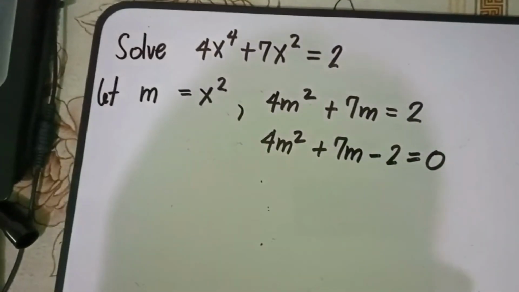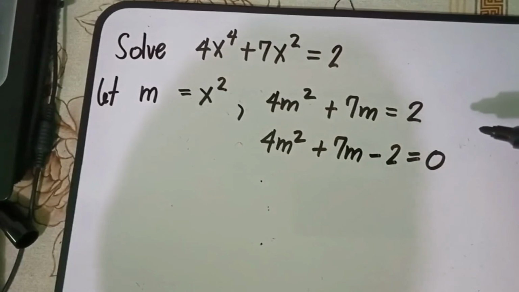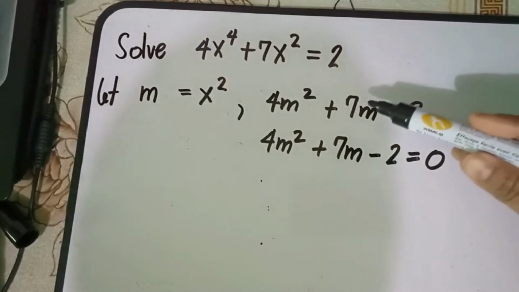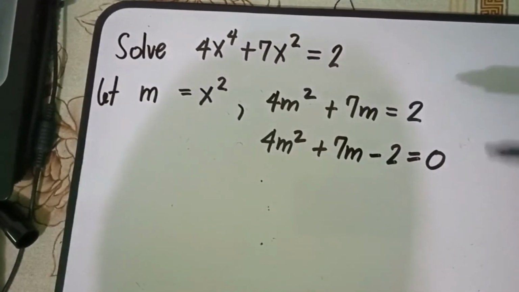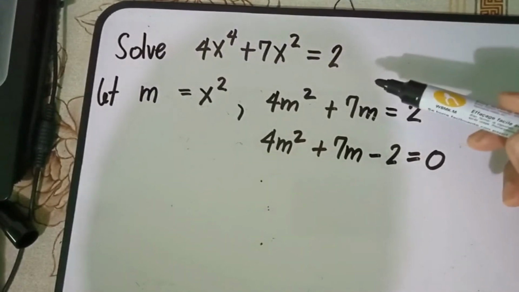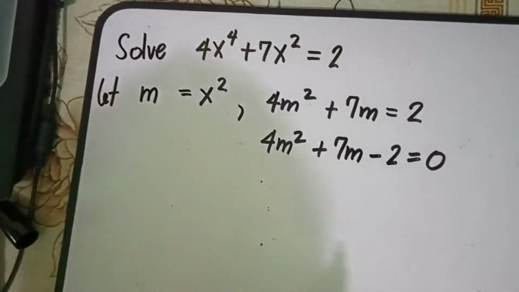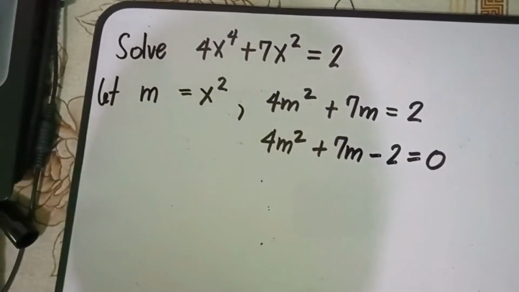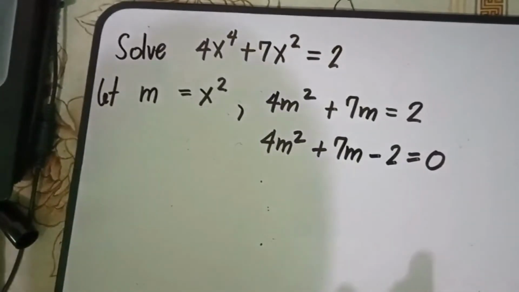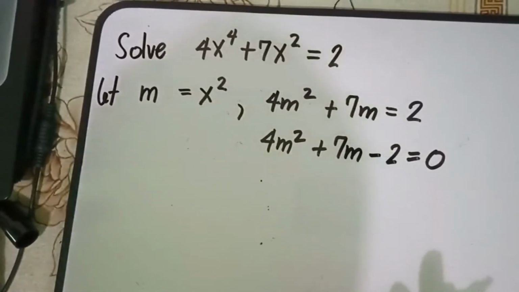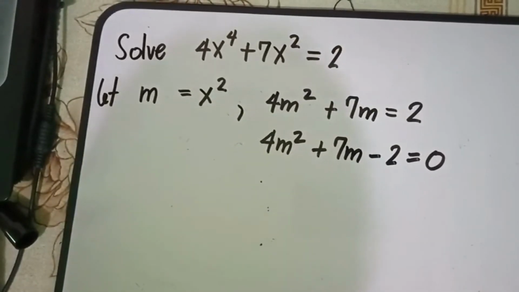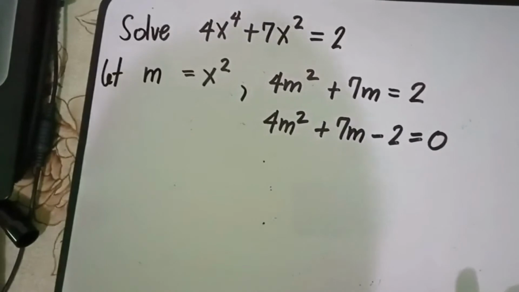When we say transpose, yung certain term, dadaan siya doon sa equal sign. So, pag dumaan siya sa equal sign, magpapalit siya ng sign. Okay. So, pwede na tayong mag-factoring, pwedeng completing square, or pwede tayong mag-quadratic formula. Okay? So, anong gusto nyong gamitin?